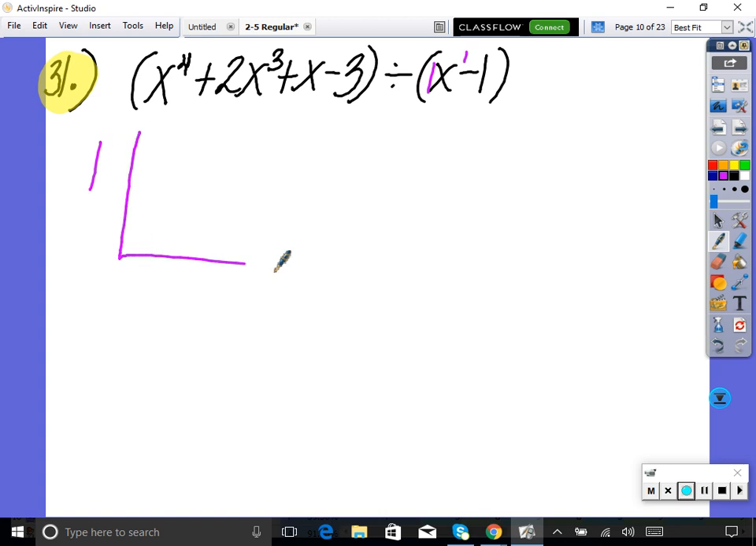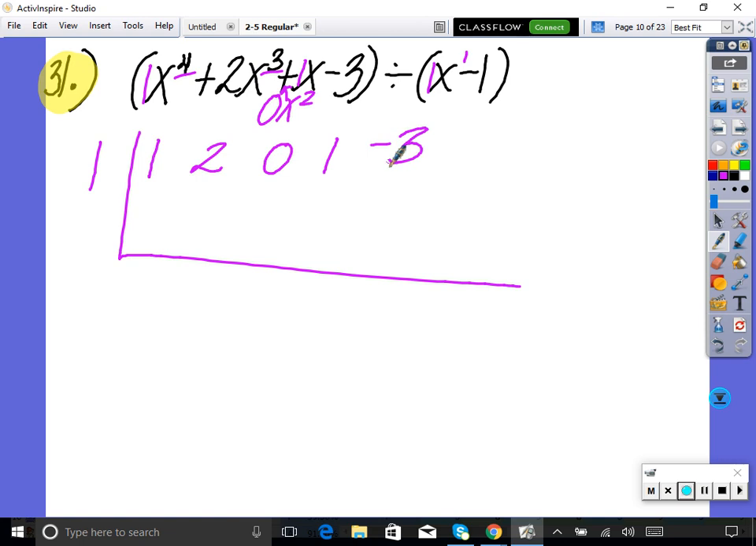Draw in your little box. Now, careful, because look, degree 4, degree 3, what am I missing? So 0x squared's tucked in there. Here we go. Put in our coefficients: 1, +2, 0, then 1, then -3. Everybody see how if I would have missed a 0, it would be wrong.